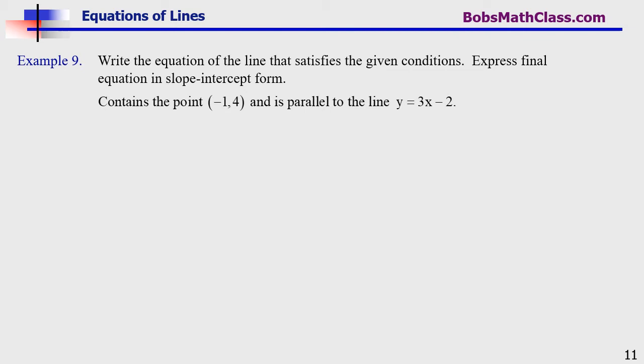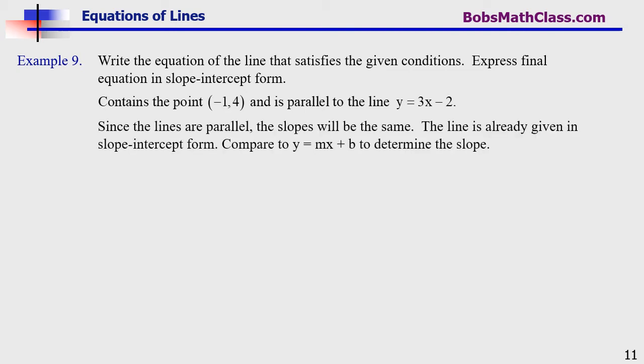Okay, here's our next example. Write the equation of the line that satisfies the given conditions. Express the final equation in slope-intercept form. Remember, that's y equals mx plus b. So here's our point, -1, 4. And this time, they're not telling us what the slope is. They're telling us that it's parallel to this line, y equals 3x minus 2. So looking at that line, it's already in slope-intercept form, y equals mx plus b. We just need the number in front of x, which in this case is 3.